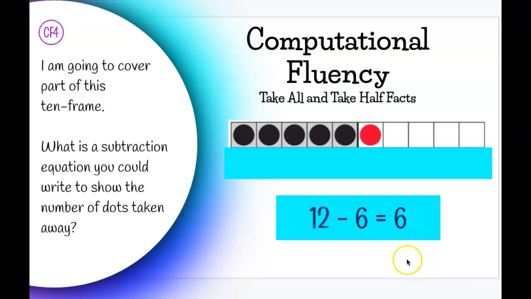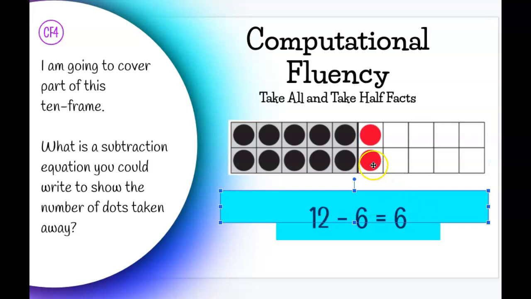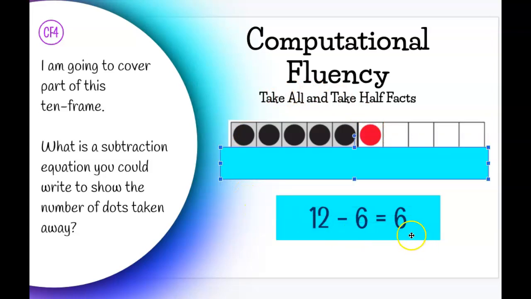Now, if you wrote 12 minus 6 equals 6, good work, because we know we're only showing half of our tens frame. So underneath, we have 6 more. So we know we started with 12, we've taken half away, and now we have 6 remaining. Erase your boards. Let's try that with 2 more facts.